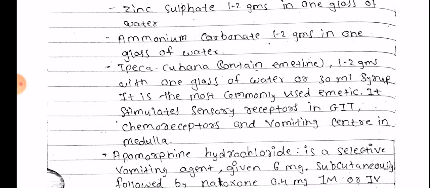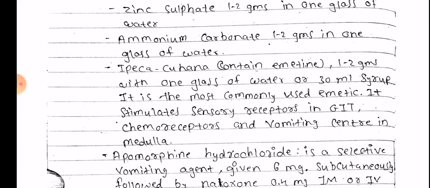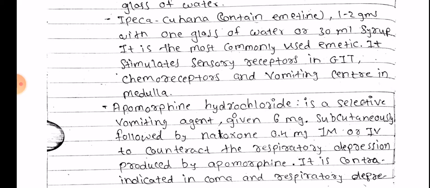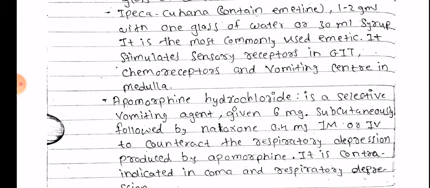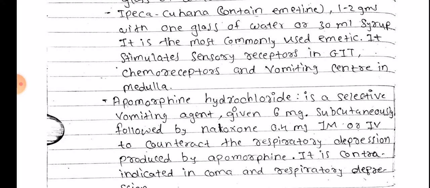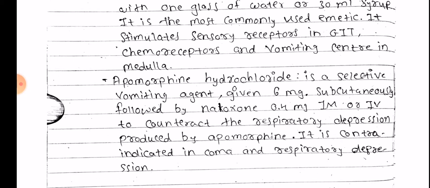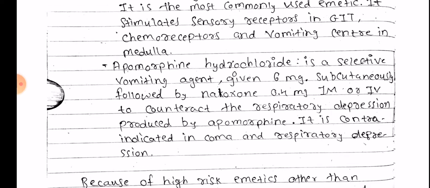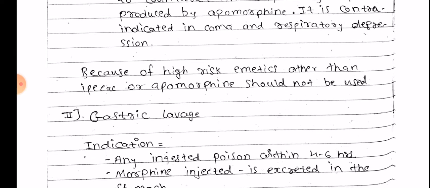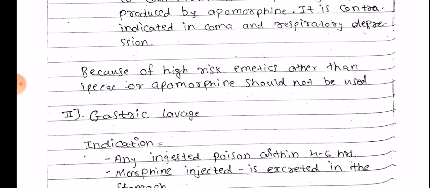It is the most commonly used emetic. It stimulates sensory receptors in GIT, chemoreceptors and vomiting centers in medulla. Apomorphine hydrochloride is a selective vomiting agent given 6 mg subcutaneously, followed by naloxone 0.4 mg intramuscularly or intravenously to counteract the respiratory depression produced by apomorphine. It is contraindicated in coma and respiratory depression. Because of high risk, emetics other than ipecac or apomorphine should not be used.